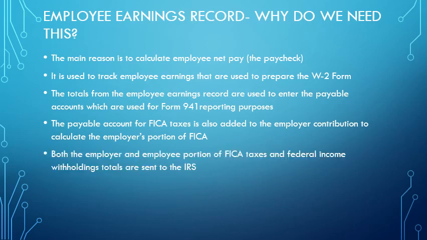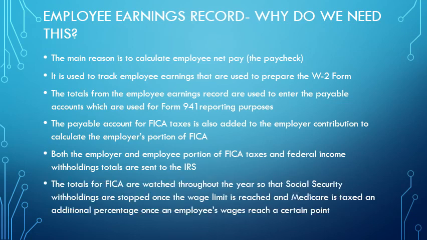Both the employer and the employee portion of FICA taxes and federal income withholding totals are sent to the IRS. The totals for FICA are watched throughout the year so that Social Security withholdings are stopped once the wage limit is reached, and Medicare is taxed an additional percentage once an employee's wages reach a certain point.